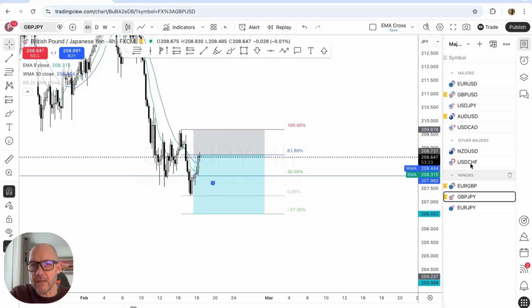These are the pairs that I'm trading at the moment. We've only got one strategy right now, but we're going to be looking to add possibly another strategy into the mix, because I do think it's good to have a strategy or two so that you're trading different market conditions. You're not just waiting for one thing all the time.